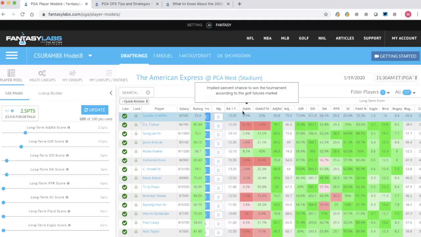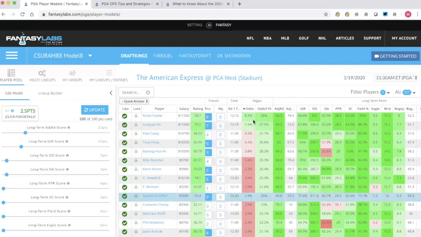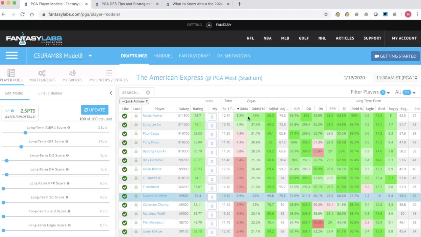All right, Vegas odds. This is very important in golf. Obviously, we have done some studies on this, and the greater odds you have of winning the tournament and finishing in the top 10, the greater your fantasy scoring is going to be. Your finishing position plays a pretty big role in golf, so obviously you want guys who are going to finish high up on the leaderboard.